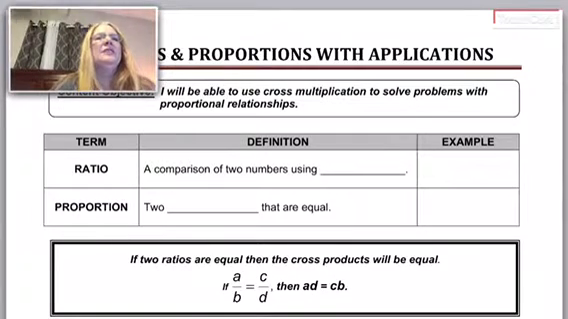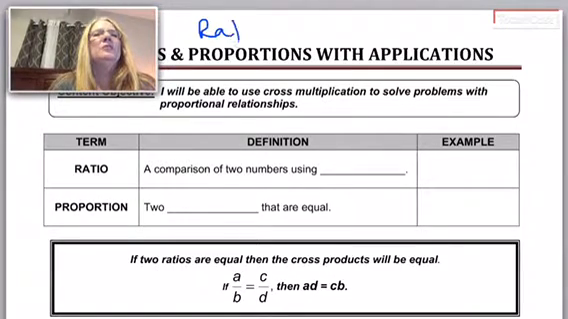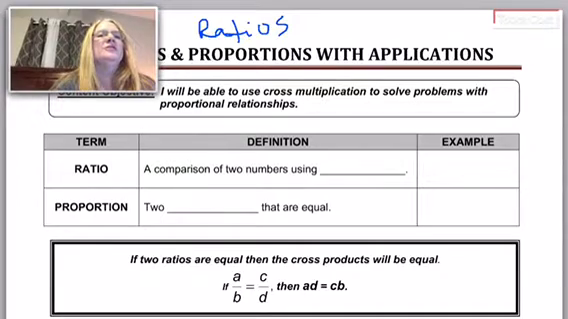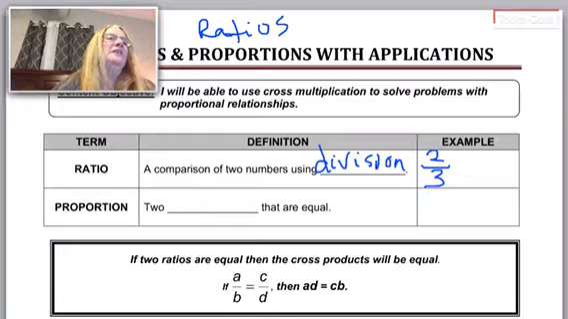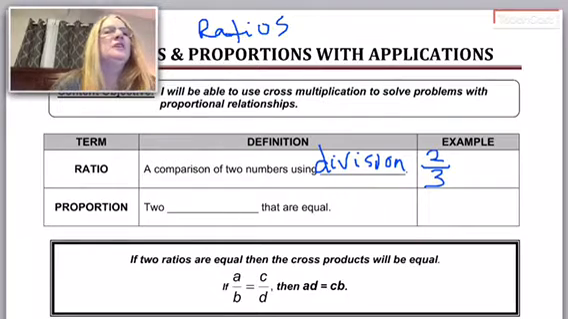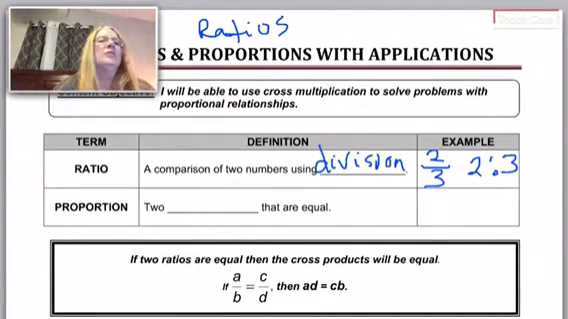The name of this lesson is Ratios and Proportions with Applications. So a ratio is just a comparison of two numbers using division. You can see the fraction 2 over 3. That is a ratio of 2 to 3. A lot of times, mostly, it's written as just a fraction. Also sometimes you'll see 2 to 3 written like that with colons.